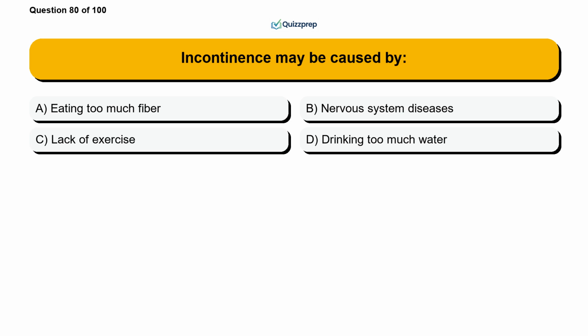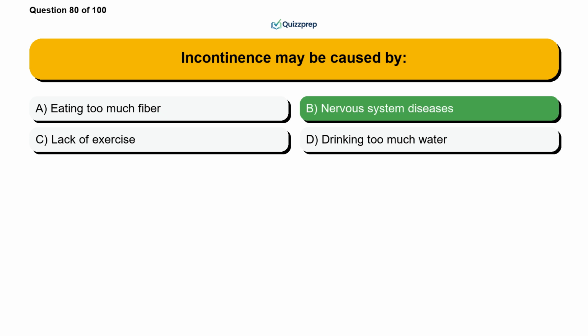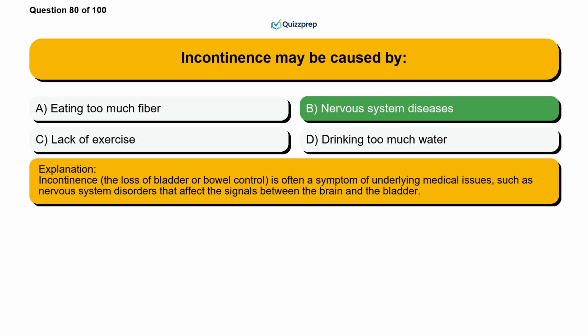Question 80. Incontinence may be caused by: Option A, eating too much fiber. Option B, nervous system diseases. Option C, lack of exercise. Option D, drinking too much water. The correct answer is option B, nervous system diseases. Incontinence, the loss of bladder or bowel control, is often a symptom of underlying medical issues, such as nervous system disorders that affect the signals between the brain and the bladder.